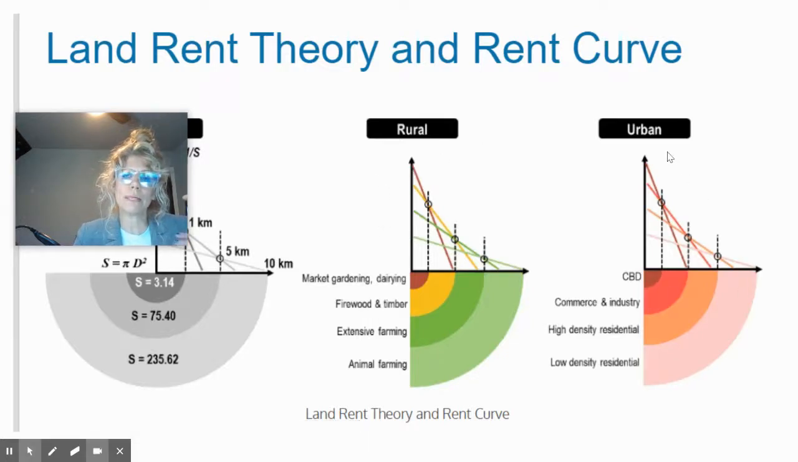We will also talk about this again when we get to our urbanization unit, which is our next unit, unit 6. But I'm not going to get into that now because you just want to be familiar with the rural bid rent theory.